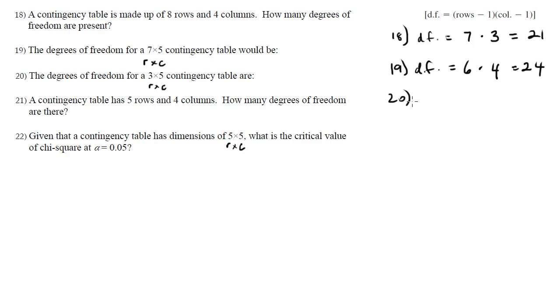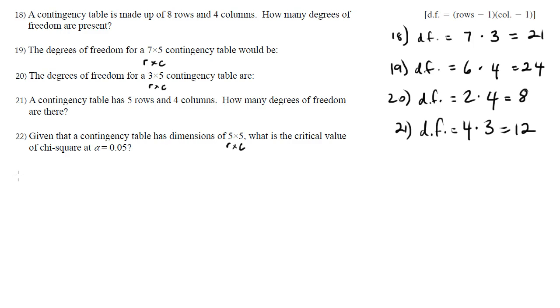20. 3 by 5. 3 minus 1 is 2. 5 minus 1 is 4. So that's 8 degrees of freedom. 21, the degrees of freedom. 5 minus 1 is 4. 4 minus 1 is 3. 12 degrees of freedom there.